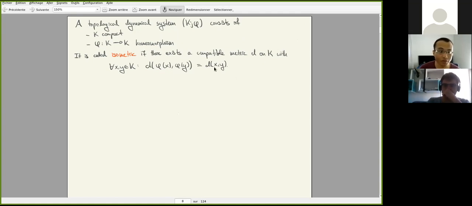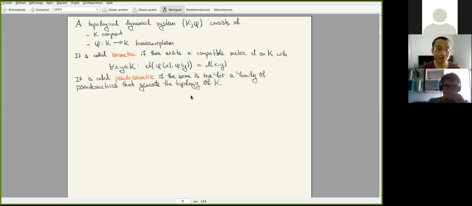And we will also need a slightly more general notion later on, where we say that the system is pseudo-isometric if the same is true, but for an entire family of pseudometrics that generate the topology of the space. This is necessary if you have a space which is not metrizable, which will occur later on.